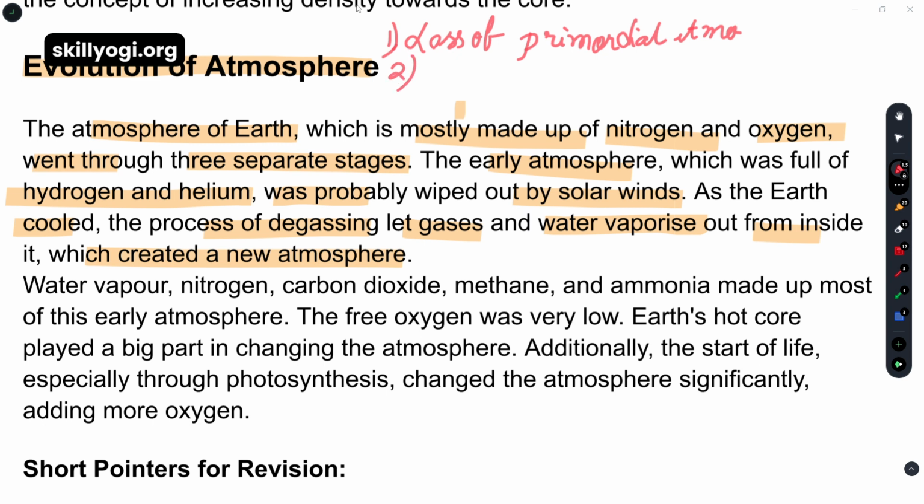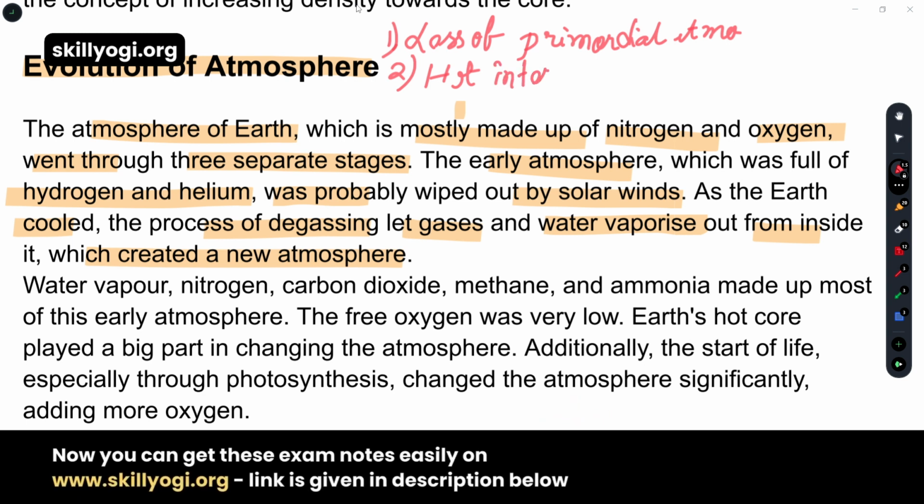In the second stage, the hot interior of the Earth contributed to the evolution of the atmosphere. That means the hot interior part of the Earth. We have already learned in different classes that the Earth has three different layers. So, the hot interior parts of the Earth.